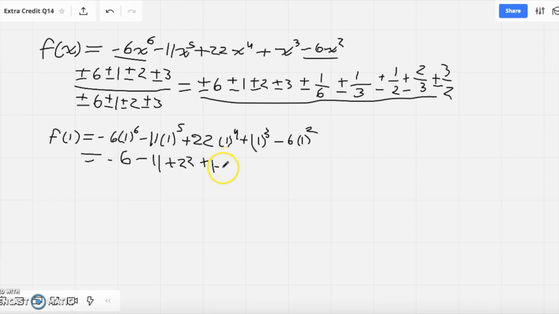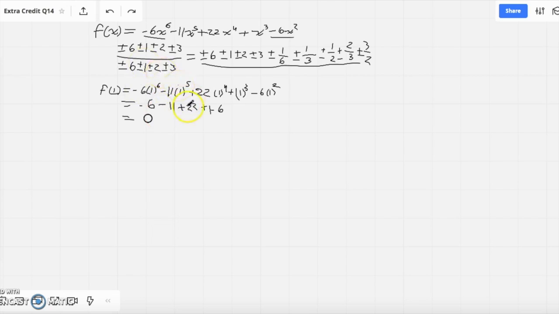Once we're there, we could see that -6 minus 11 is -17. Then minus 6 too would be -23, plus we got 22 and 1, which would be positive 23. So therefore, this all would come out to 0. So now we see that f of 1 is a factor of f of x, because the remainder, once you plug it in for x, comes out to 0.